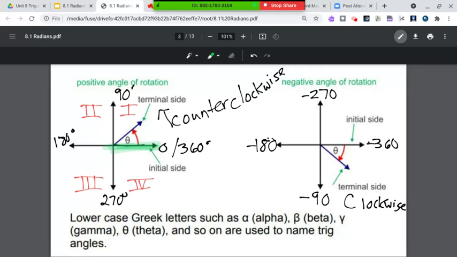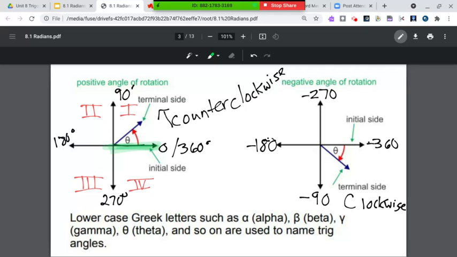Lowercase Greek letters such as alpha, beta, gamma, and theta are used to name trig angles. So if you see those funky looking letters, those indicate to you the unknown measure, or the measure, if you do know what it is.